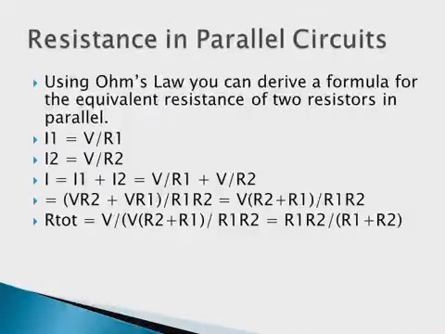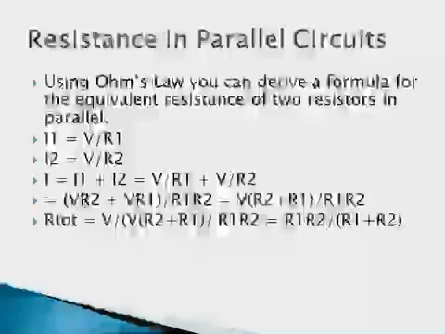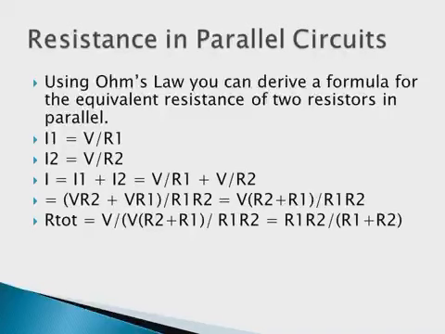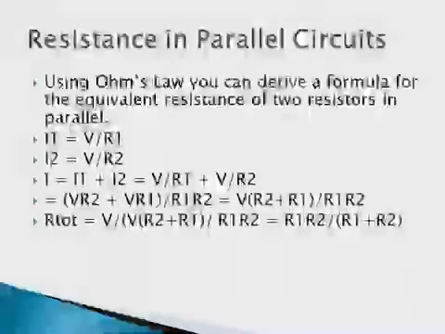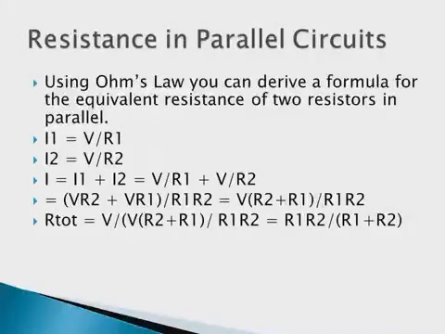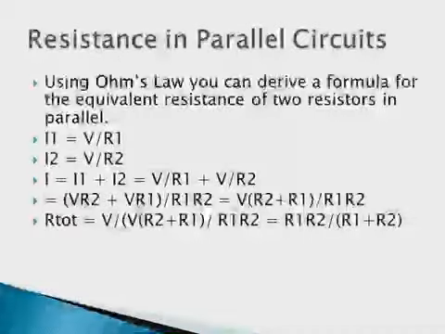And the resistance in parallel circuits, by using Ohm's law we can calculate. In case of series combination, it is calculated by R1 plus R2 plus R3 and so on. But in case of parallel combination, it can be calculated by 1 upon Rp is equal to 1 upon R1 plus 1 upon R2 plus 1 upon R3. So in this way we can calculate the resistance in parallel circuits.